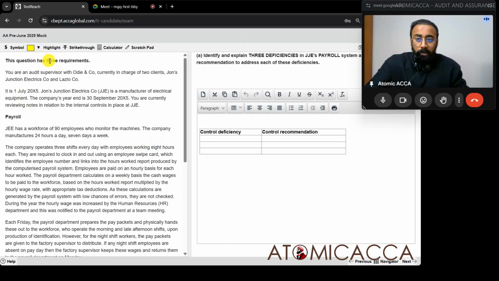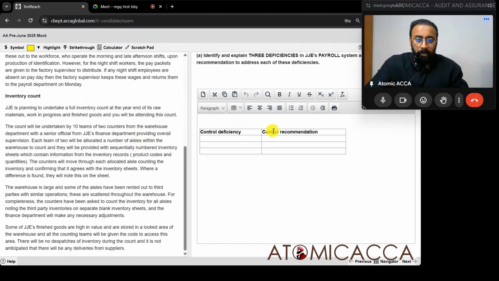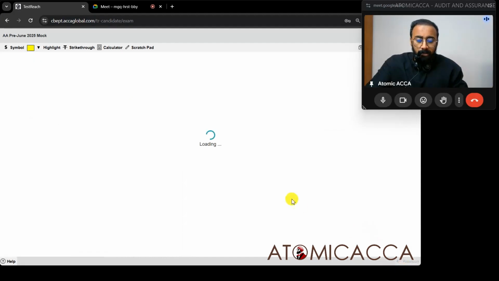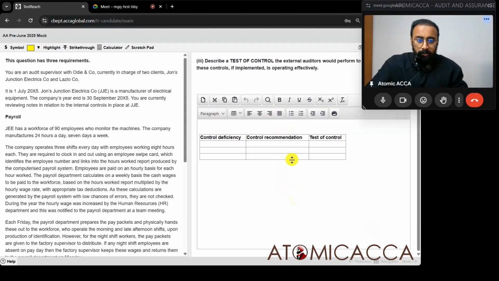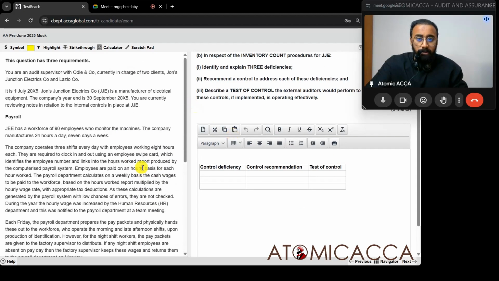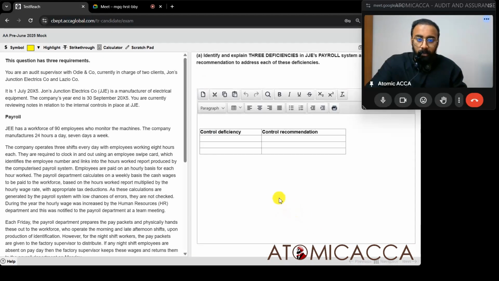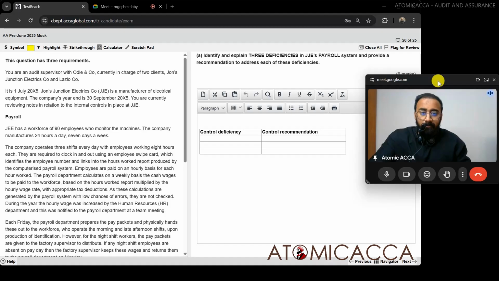We have three requirements. I think the third requirement was related to the Laszlo company about the benefits of an audit committee, so that is done. So we had an internal control question over here, and I think we had an internal control question in the next one as well. Cool. So these two are the requirements we have for the second case study. So let's begin. We need three deficiencies over here. What are they asking? Identify and explain three deficiencies in the payroll system.